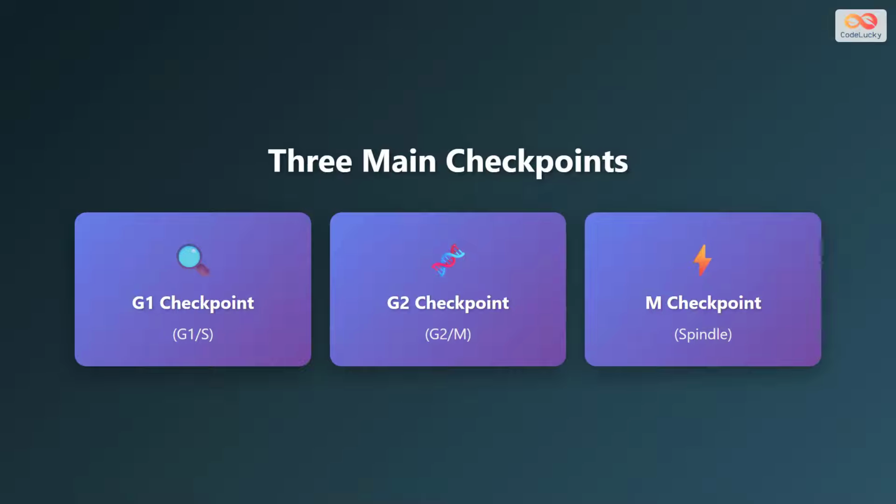There are three main checkpoints in the cell cycle. First, the G1 checkpoint, also called the G1/S checkpoint, occurs at the end of the G1 phase. Second, the G2 checkpoint, or G2/M checkpoint, happens at the end of the G2 phase. Third, the M checkpoint, commonly known as the Spindle Checkpoint, occurs during mitosis. Each of these checkpoints has specific criteria that must be met before the cell can continue dividing.